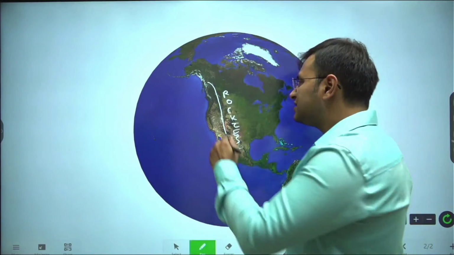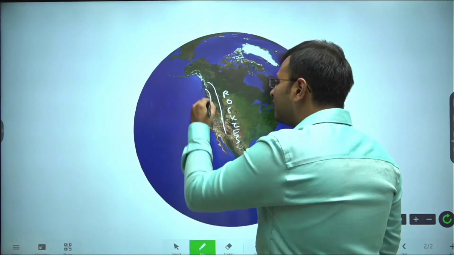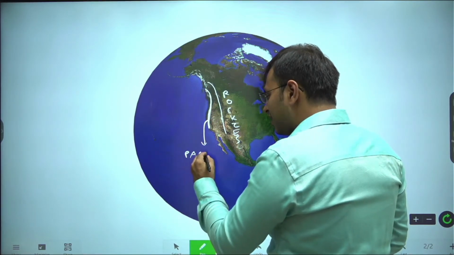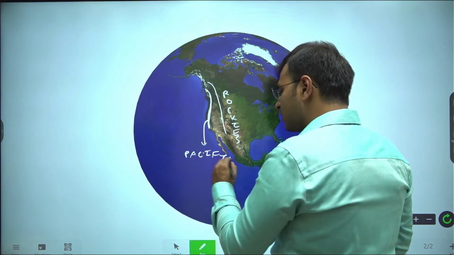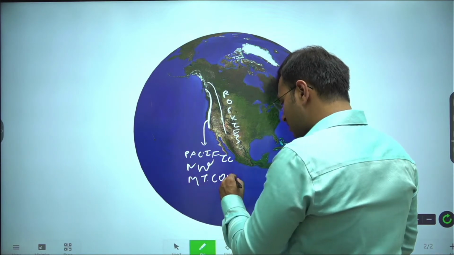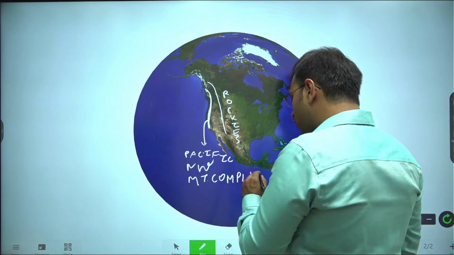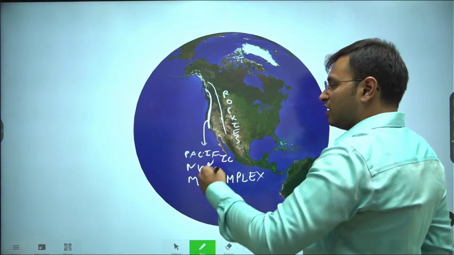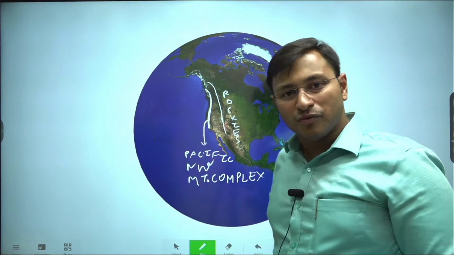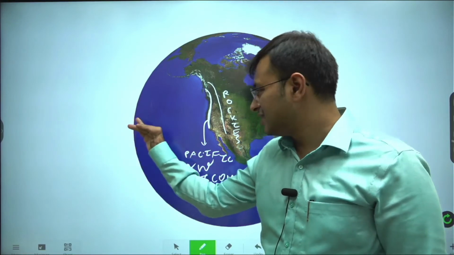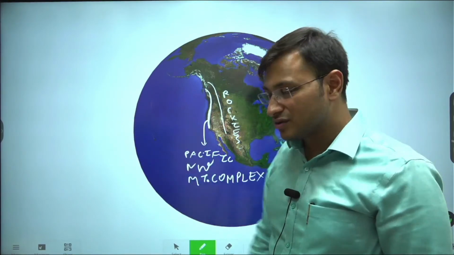So the Rockies, and on this side you have a mountain complex called the Pacific Northwestern Mountain Complex. There are 3 to 4 ranges in this complex. Now you all know that this region is the region of westerly winds. The westerly winds will pick up the moisture from the Pacific Ocean and start moving towards the western coast of North America.